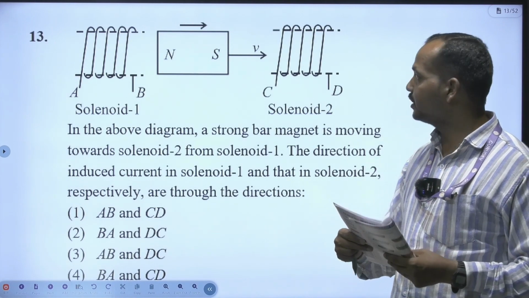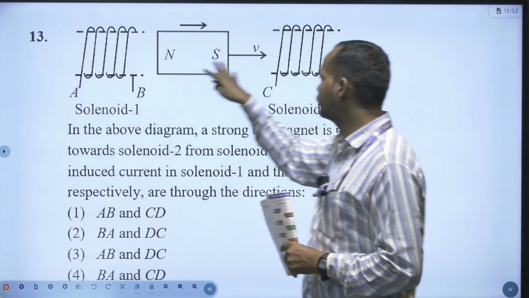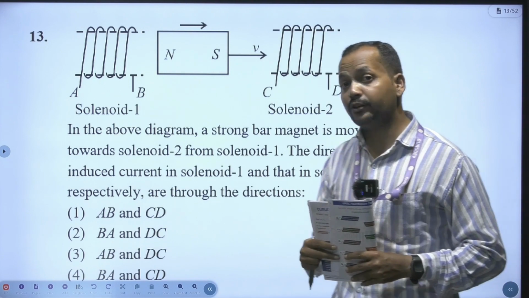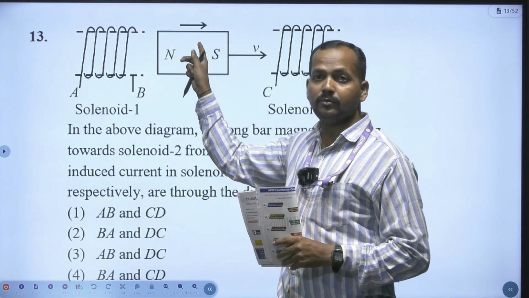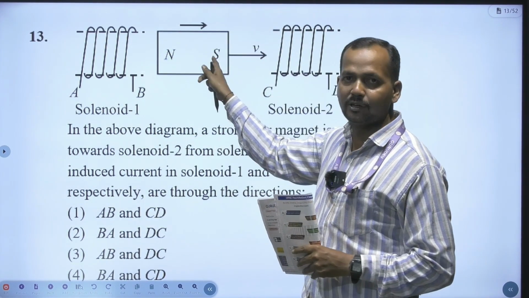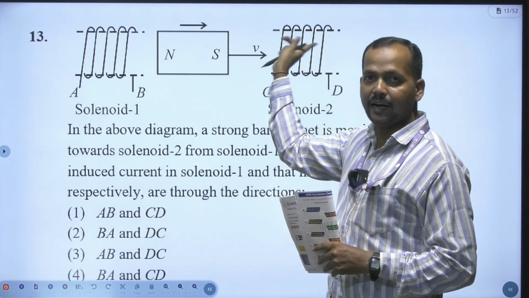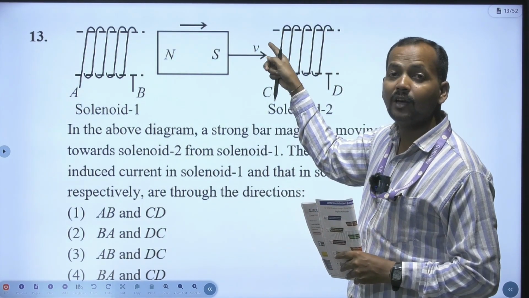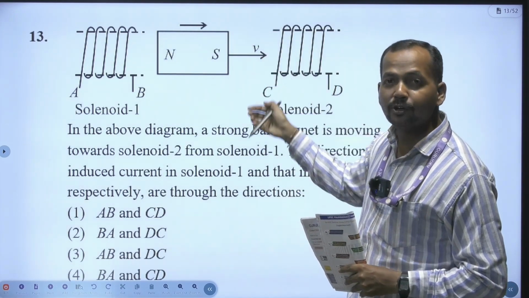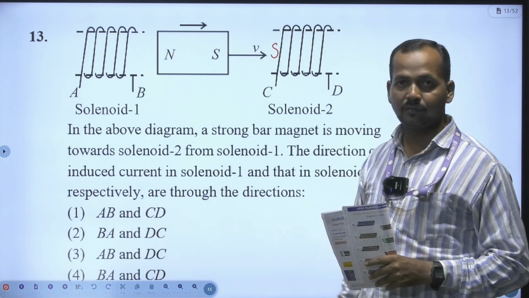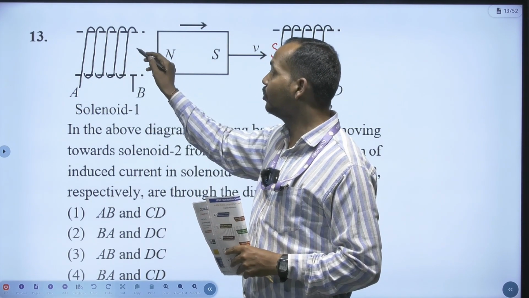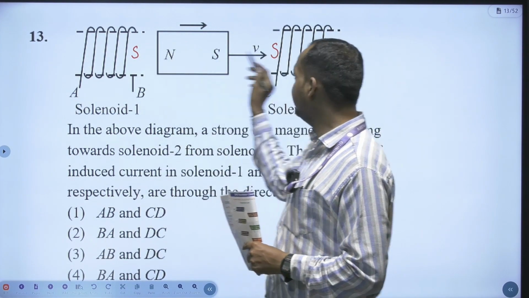If you observe the question, there are solenoid 1 and solenoid 2. Two solenoids are there, and there is one magnet with a north pole and south pole. According to Lenz's law, if the magnitude of the magnetic field changes, an EMF is induced. Correct? So if the south pole is entering the second solenoid, which pole will be produced? According to Lenz's law, it gets opposed, so a south pole is produced here. And here it is moving away from the solenoid, so a south pole is also produced. So here it is repelling, and here it is attracting.